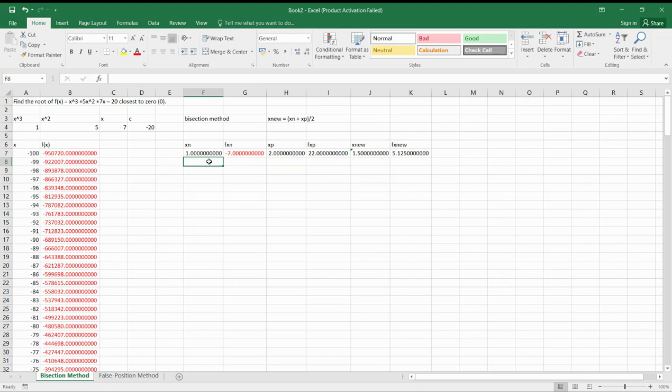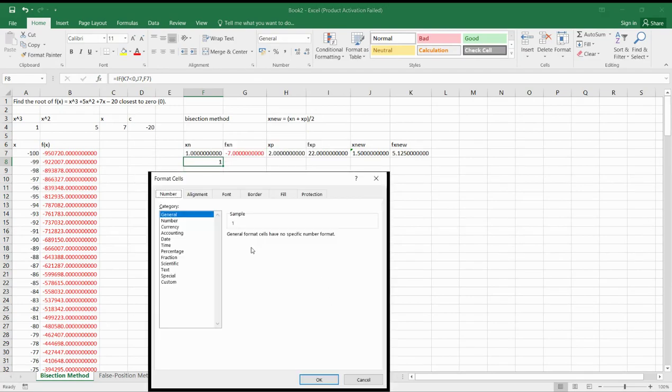From the steps of bisection method, if f of x nu is negative, then we'll take the x nu as the new xn. But if f of x nu is positive, we'll make it as the new xp. Therefore, we'll use the IF function here. So our logical test will be: if f of x nu is negative, which is less than 0, then our value will be x nu. However, if that is positive or 0, we will retain the value of xn from the previous iteration. Let's make it 10 decimal places again.